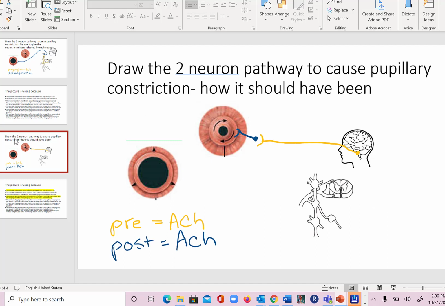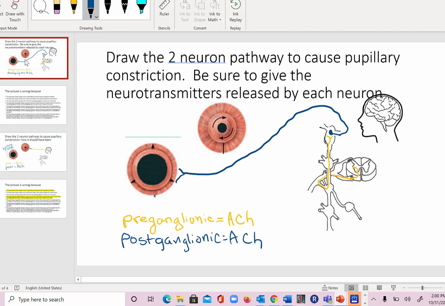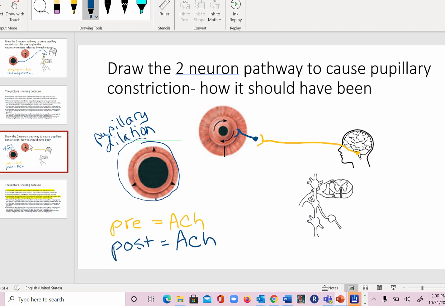So the reason why the picture is wrong, first of all, to cause pupillary constriction it shouldn't be leading to these radial fibers. That causes pupillary dilation. And that's what the original picture showed, that it was going to those dilator radial fibers. So on this slide, I'm showing you how it should have been drawn.